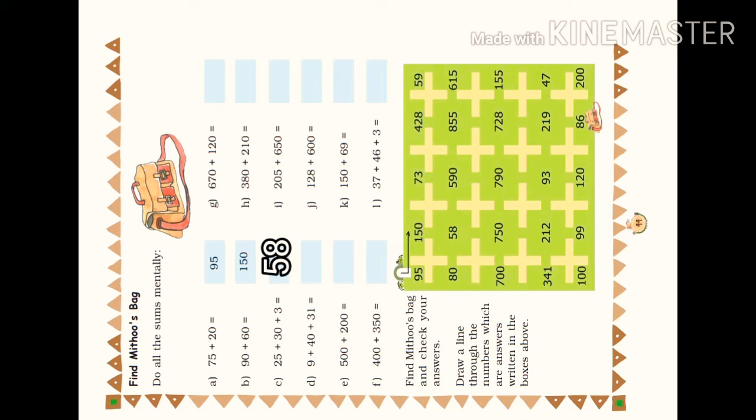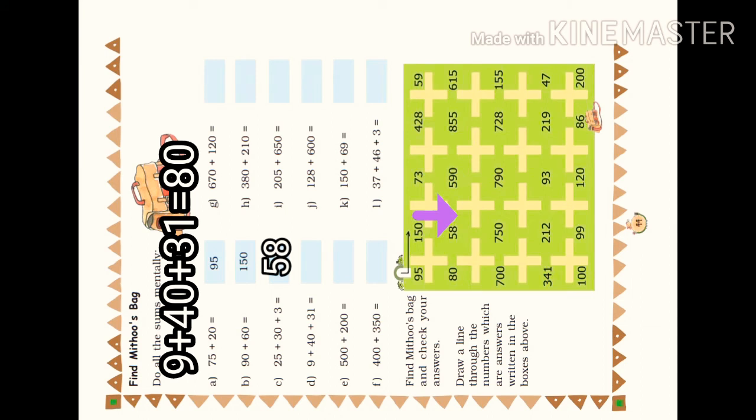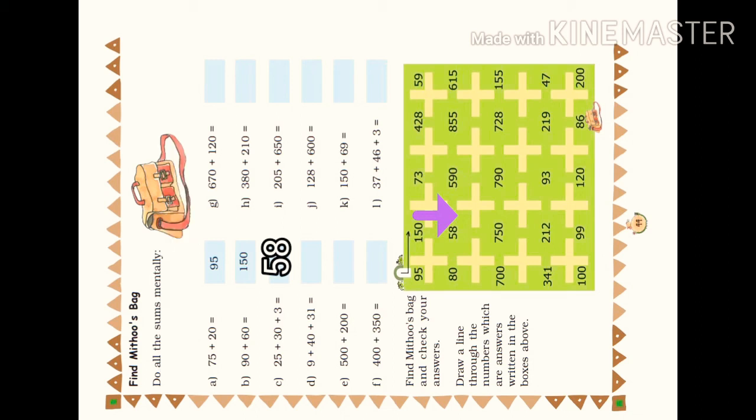58. Okay, so it will go from here 150 to 58. You found another way. Okay, next, number D, 9 plus 40 plus 31. How much will it give when you solve? It will give 80. Okay, you try to solve and find the answer. So from 58, it will go to 80 again. You found the fourth way.